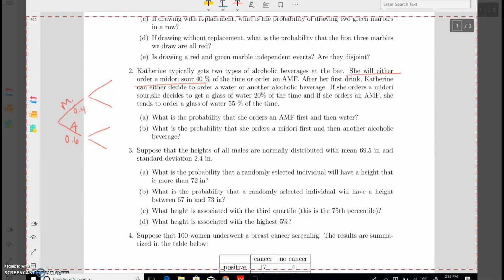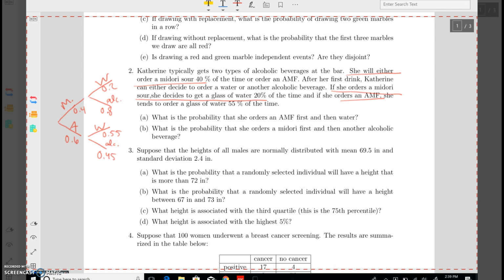So let's see. If she orders a Midori Sour, she decides to get a glass of water only 20% of the time, so 0.2. So that means she'll get another alcoholic beverage, alcohol, 80% of the time. So it's probably more likely that she's going to get more alcohol. Whereas if she orders an AMF instead, she will get water 55% of the time. So that means that she'll get more alcohol only 45% of the time.